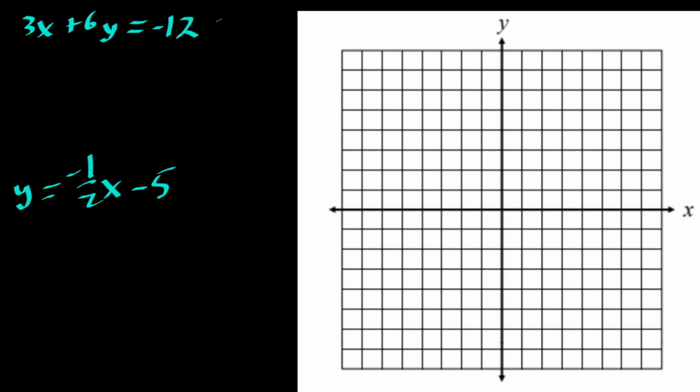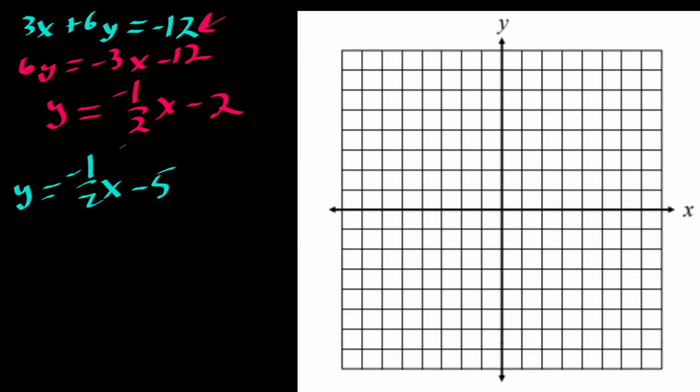Let's say I have 3x plus 6, y equals negative 12, and then my other line is y equals negative 1/2 x minus 5. Now, with this equation, if you notice, it's not in slope-intercept form, so I need to put it in slope-intercept form. And I've uploaded a video where I go through that process. But we would subtract 3x, and then we would divide by 6, so we would end up with negative 1/2 x minus 2, I believe.